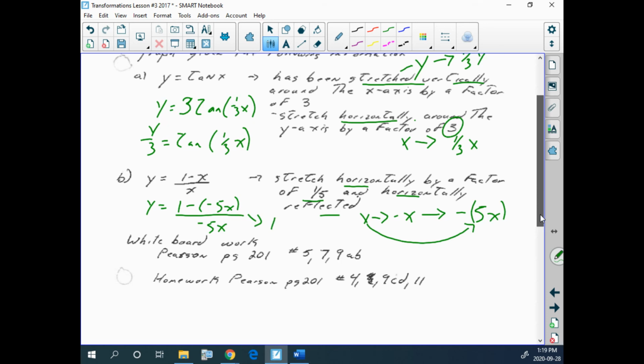I'm going to write it as 1 plus 5x over negative 5x. I hate negative signs on the bottom, so I'm going to rewrite that as negative 1. Oh, I'm going to erase that. Negative 1 plus 5x over 5x. I just don't like negative signs on the bottom.